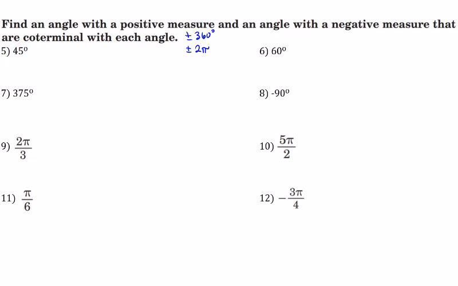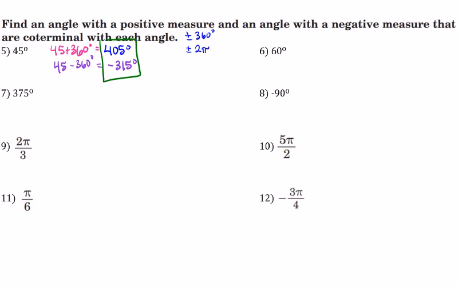So here I have positive 45 degrees. One way to find a coterminal angle is just to add 360. So I can go 45 plus 360, and that gets me to 405. So there's one answer. Okay. Then I can also do 45 minus 360, and that gets me negative 315. So there we go. Those are our two answers. So we have a positive angle and a negative angle that are coterminal with 45 degrees. All right, so that's how we do it.